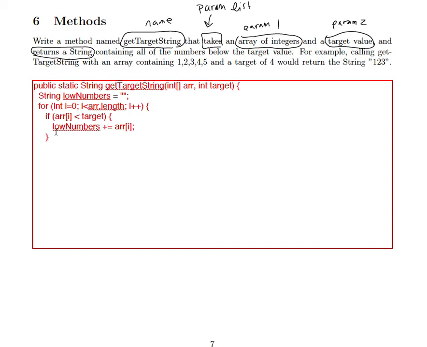And then I just go through that. That's what my loop does. There's my if. If I had not ended my for loop yet, I could end it here. By the time I've exited my for loop, my string should be right, and I can just return low numbers. Here's the end of my method.